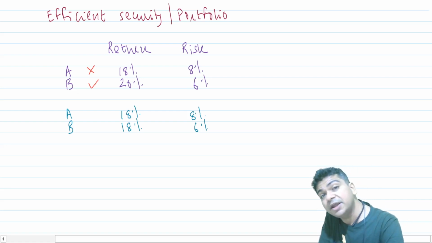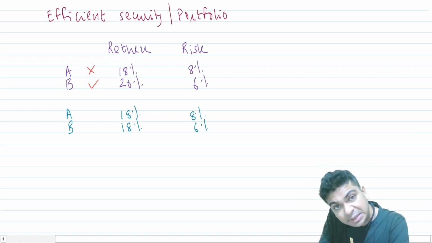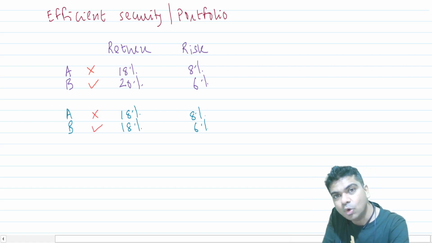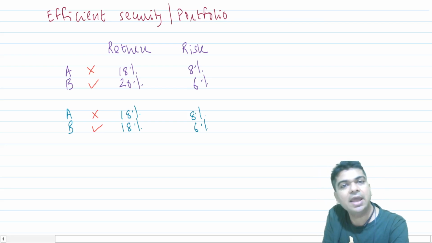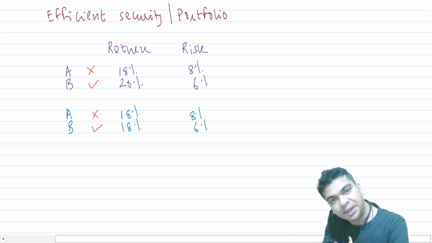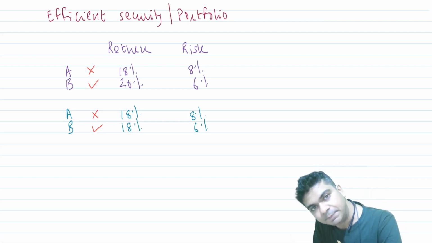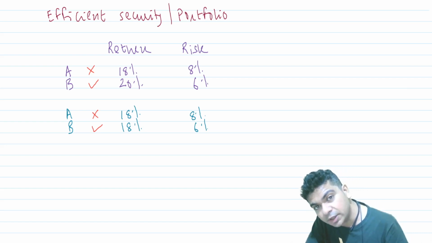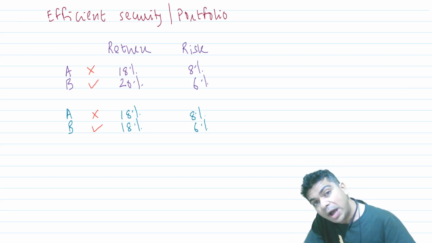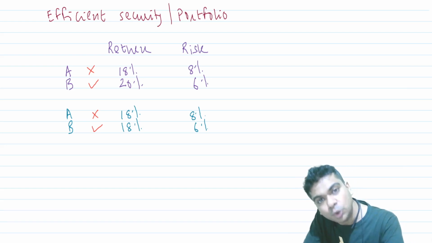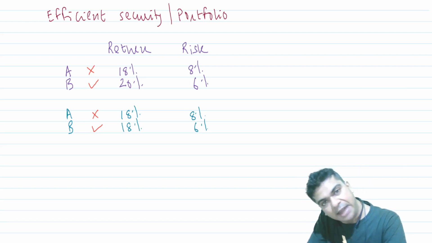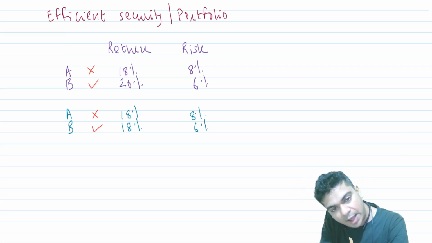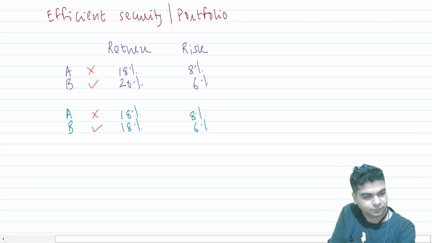Security A and B both are giving 18% return, same return. But security B is giving 18% at a lower risk. That means A is inefficient and B is an efficient security. A security is an efficient security only if there is no other security which is giving you same return at lower risk.